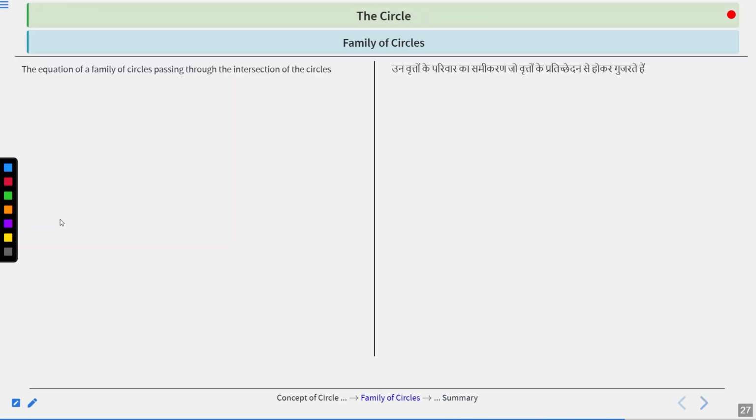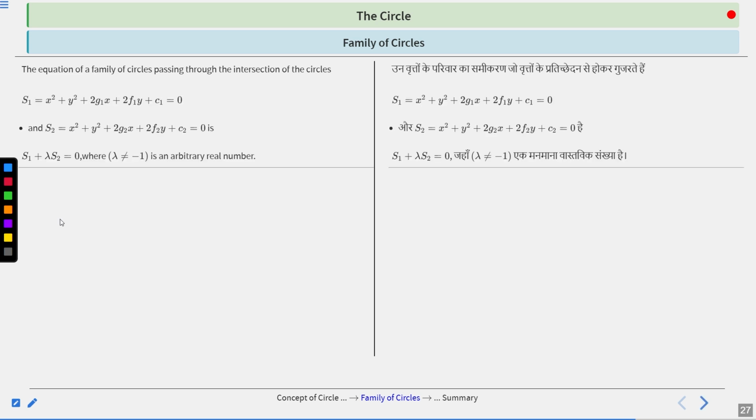Now, the equation of the family of circles passing through the intersection of circles S1, which is x square plus y square plus 2g1x plus 2f1y plus c1 equal to 0, and S2, x square plus y square plus 2g2x plus 2f2y plus c2 equal to 0, is S1 plus lambda S2 is equal to 0, where lambda not equal to minus 1 is an arbitrary real number.